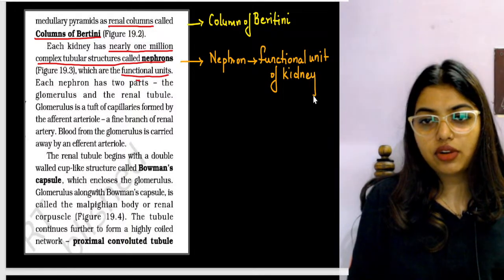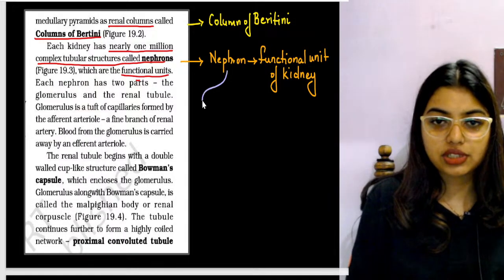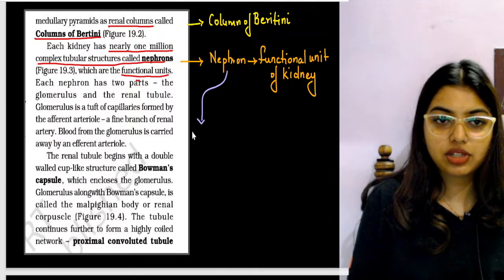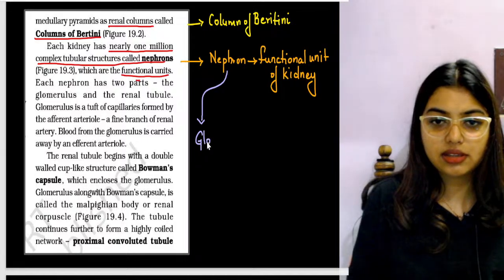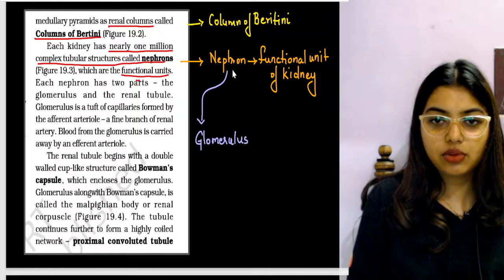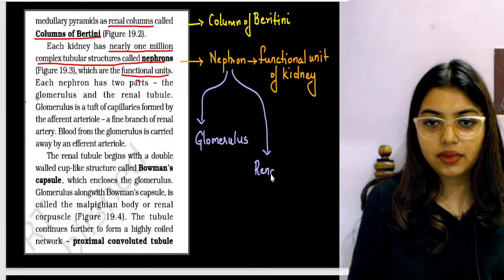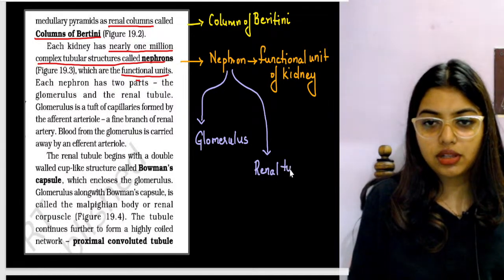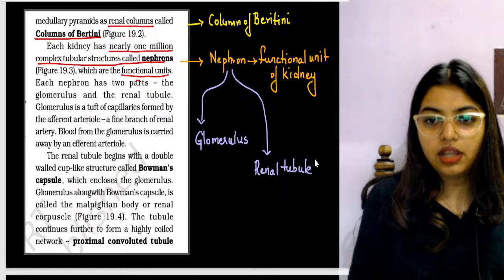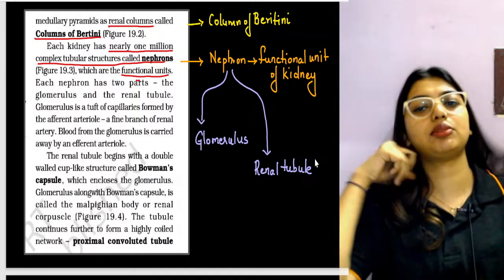Now this nephron has two portions. Okay, nephron has what? It has two portions. One is called, see what is one called? Glomerulus. Okay, glomerulus. And one more is called the renal tubule. So here the glomerulus is going to be in the Bowman's capsule. All of you know, a cup-shaped structure, Bowman's capsule.